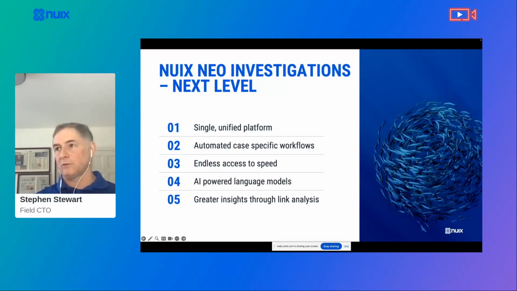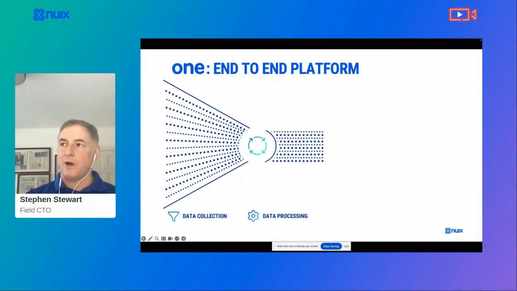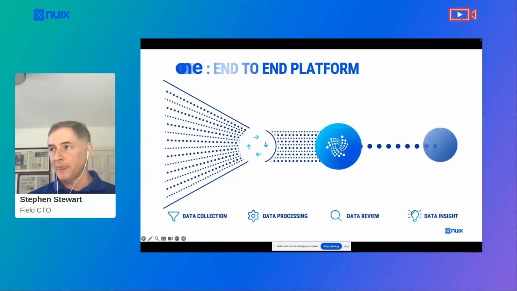And those automated case-specific workflows are very much, how can I take every investigative bit of intuition that each of your investigators has and memorialize that into a specific workflow step? How can I then repeat that every single time such that it's tagged and processed, et cetera? How can I then scale that out horizontally such that I'm going faster, not just per unit, but faster across all of my horizontal resources? AI-powered language models to be able to get you to that answer more quickly, and then that last bit around greater insights through the link analysis.